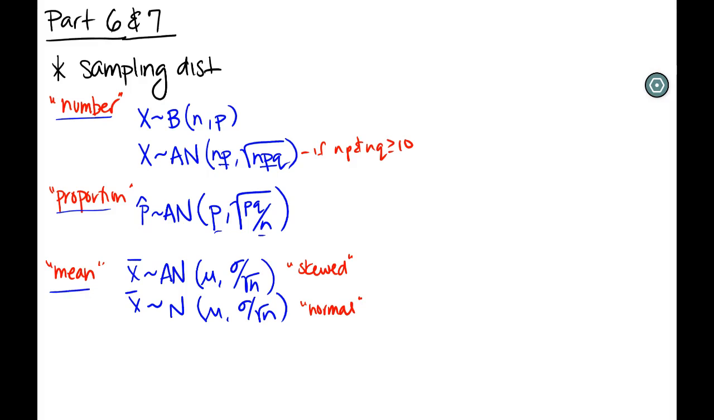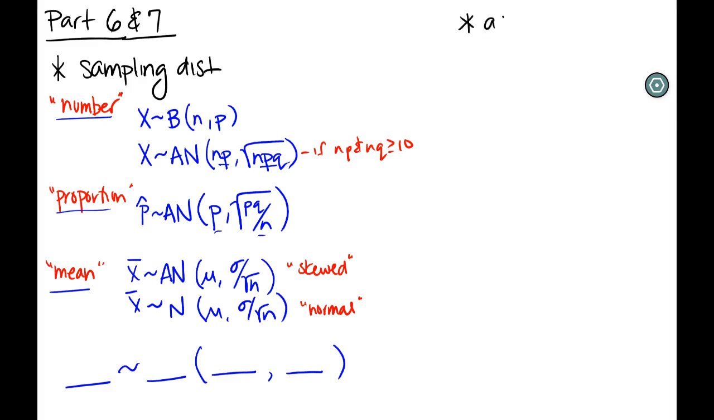If this question's on the exam, I'll probably do something similar to what I did for you guys on exam 3, which is that I will give you this on the actual question, so you realize what we're looking to do. What is it that we're actually talking about? Is it the X for a number, the p-hat for a proportion, or the X bar for a mean? Which distribution are we in: binomial, approximate normal, normal? And then what are our 2 parameters for that distribution? So that's our sampling distribution stuff.